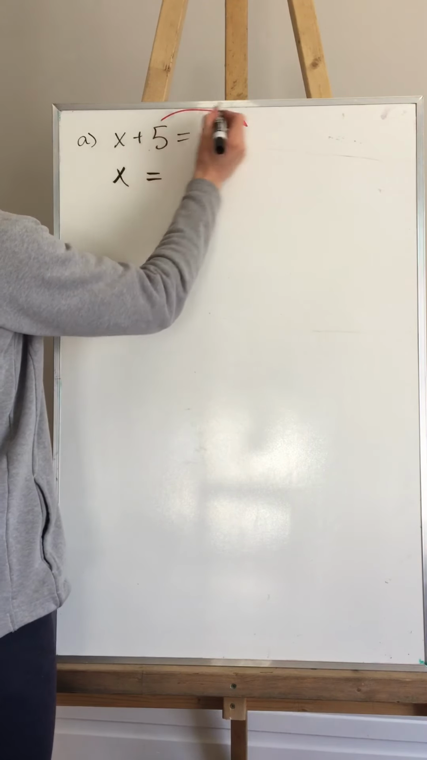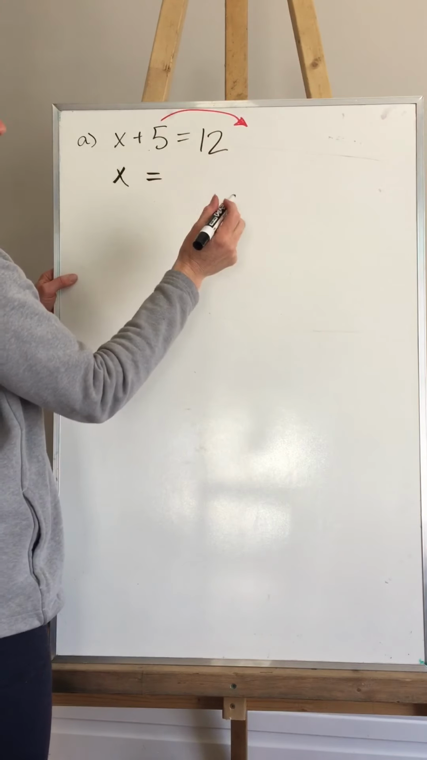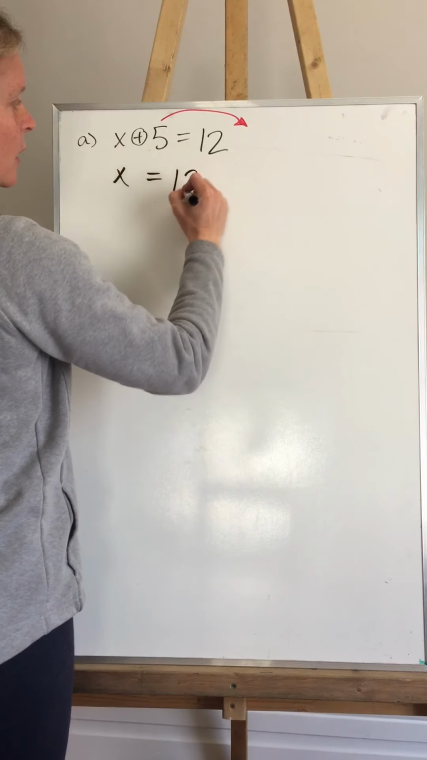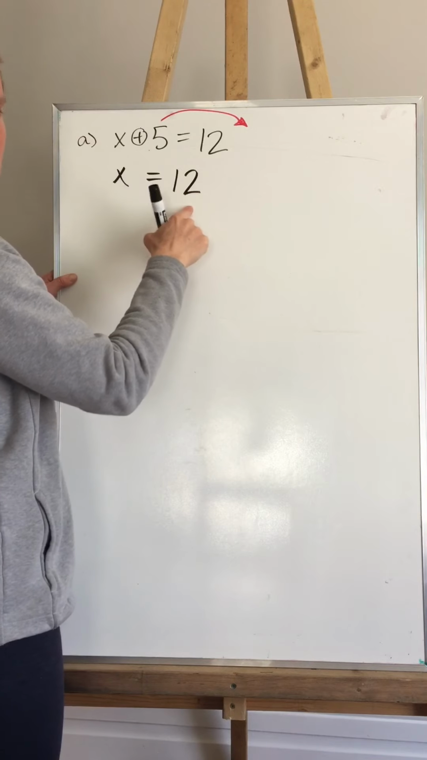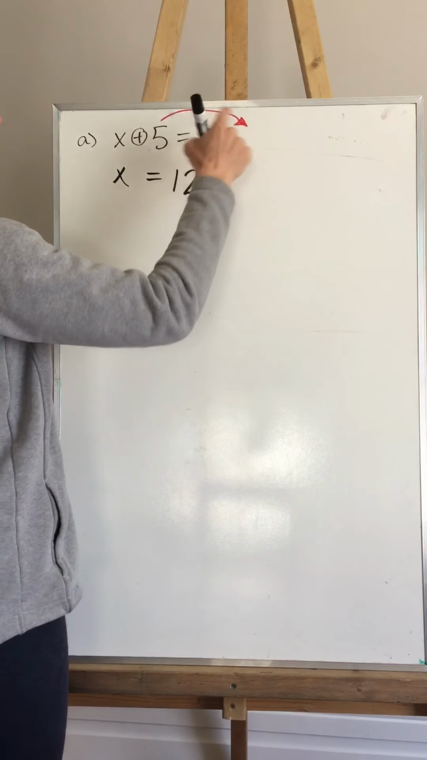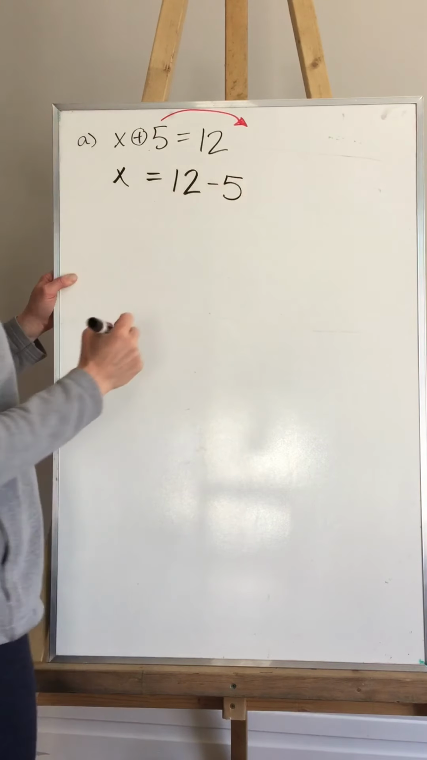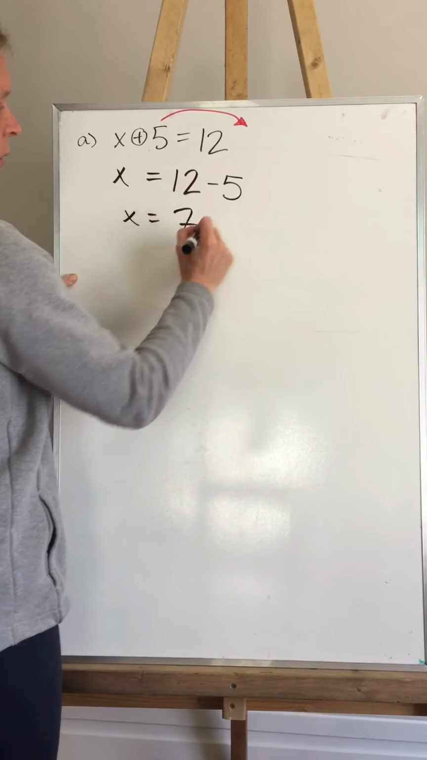So when the 5 moves over to the other side of the equal sign, you do a reverse operation. Here it's being added. So when you bring it over to the other side, 12 is not switching sides, so it does not change at all, okay? But the 5 is, so it's being added here, it gets subtracted. Okay, that's the reverse operation. So x equals 7.